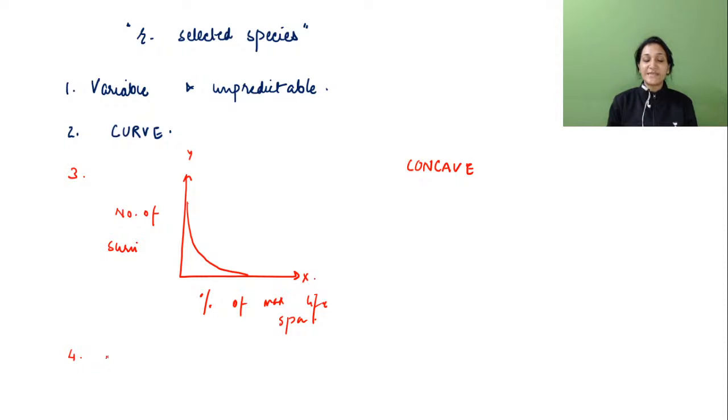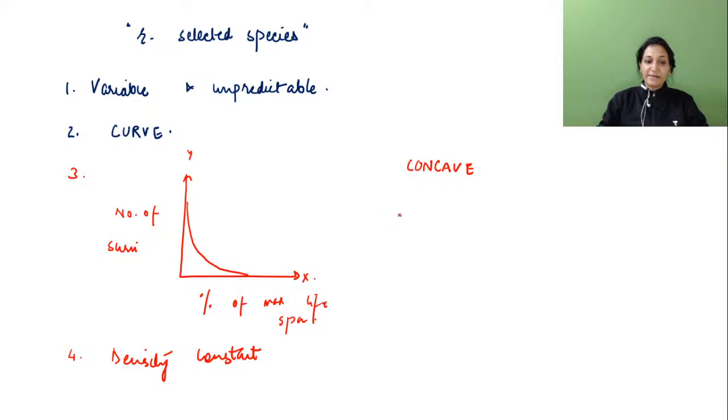Fourth, the density is variable. It can be more, it can be below the carrying capacity or it can be at the carrying capacity, because it is not following the carrying capacity. So it is not largely dependent on the carrying capacity, right? So density is variable for our R selected species.